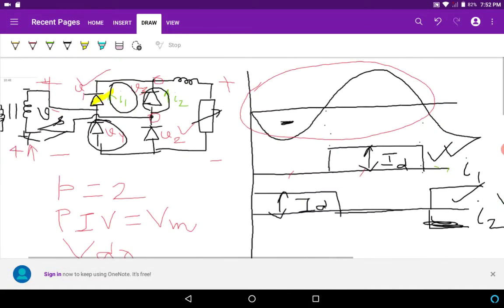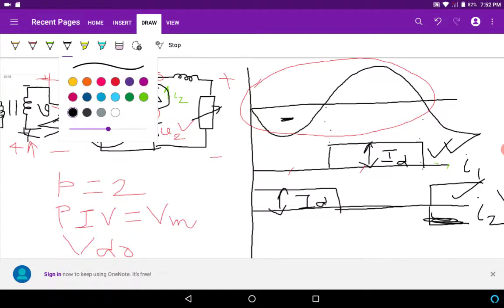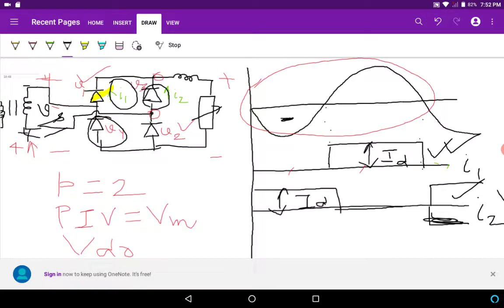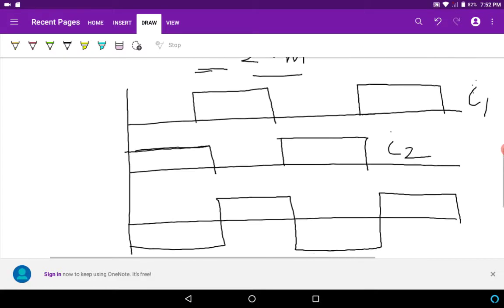So if you look at this diagram, the current at any time in the secondary side of the winding will be current I1 minus I2. So the current flowing in this winding will be I1 minus I2. I have to simply subtract the currents.